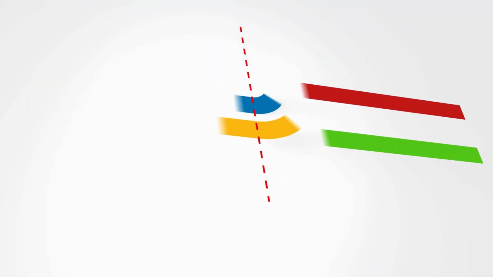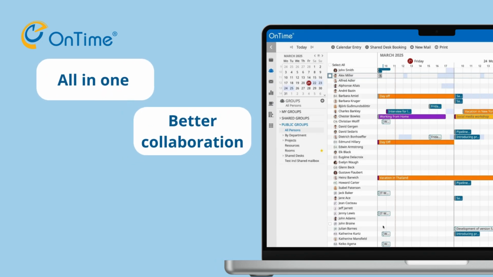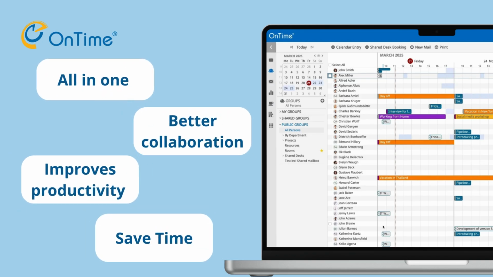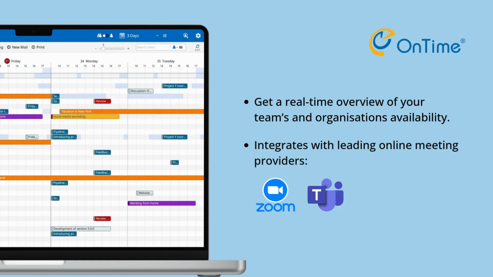coordinating times. And this is where OnTime comes in. OnTime is your all-in-one scheduling solution built to simplify collaboration and give you back your time. It gives you a real-time overview of you and your team's availability. It also integrates seamlessly with online meeting providers like Zoom, Microsoft Teams, WebEx, and SameTime.